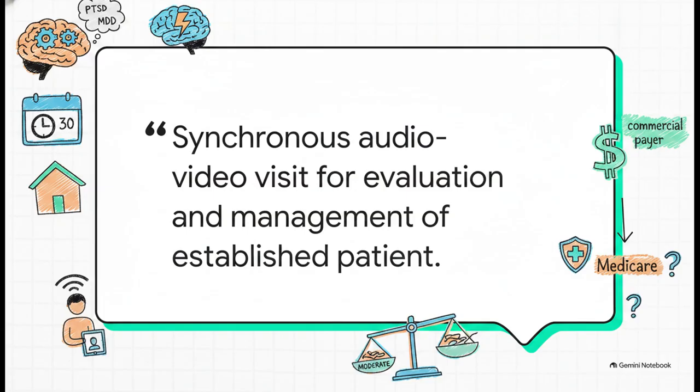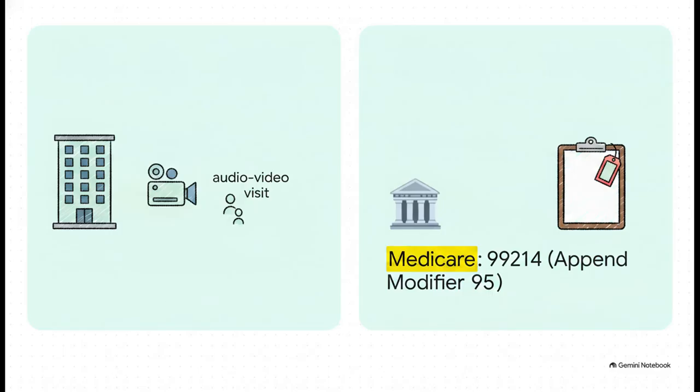Here's case one. I want you to put your auditor hat on for a second. We have an established patient, they're at home, and the provider conducts a 30-minute synchronous video visit to manage their PTSD, major depressive disorder, and ADHD. The documentation clearly supports moderate medical decision-making. So, based on everything we've learned over this series, how exactly do you code this for a commercial payer versus Medicare? Boom! This brilliantly illustrates the great crosswalk of 2025.